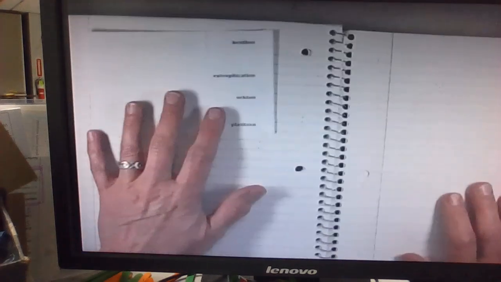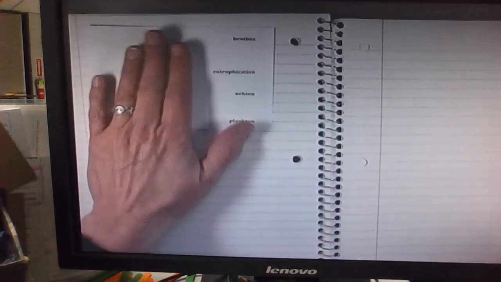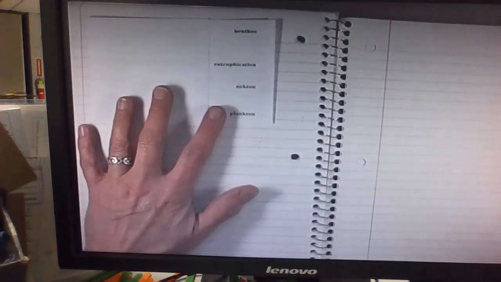First things first, only the vocabulary that starts with benthos. That's going to go on the top of the left-hand side page. Go ahead and tape only that vocab sheet in. Fold it over so that we can see the terms but not the definitions. And go ahead and tape it in.